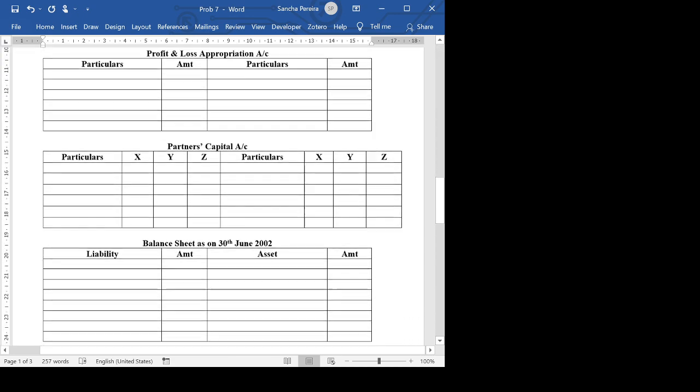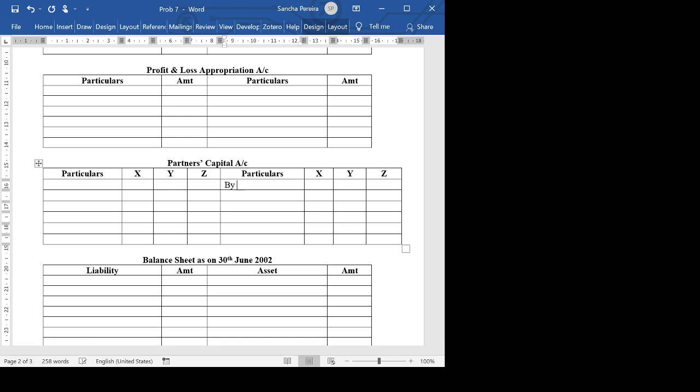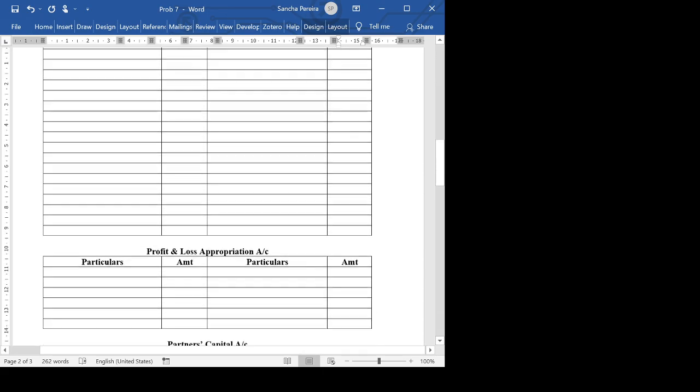By balance brought down, the capital accounts will always show a credit balance. The current accounts can either show debit or a credit. Capital accounts will always show a credit balance. By balance brought down, 1,80,000, 90,000 and 60,000.